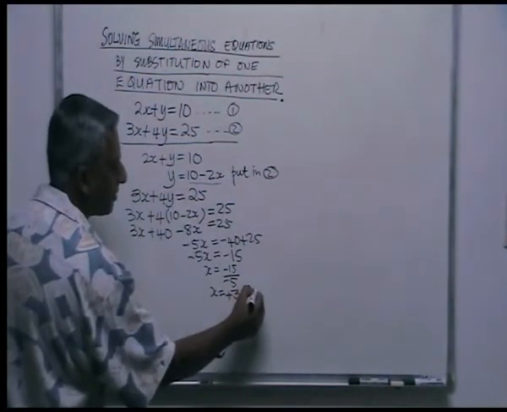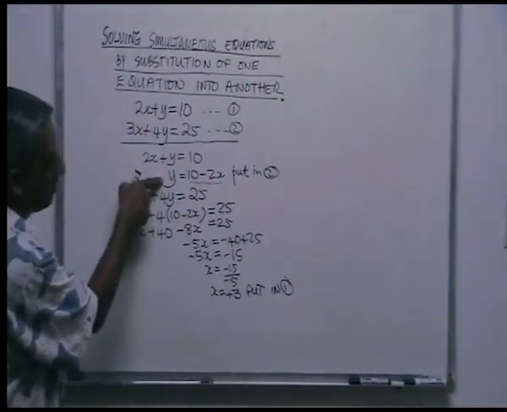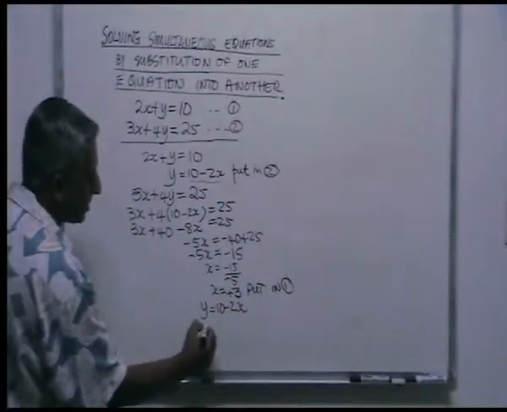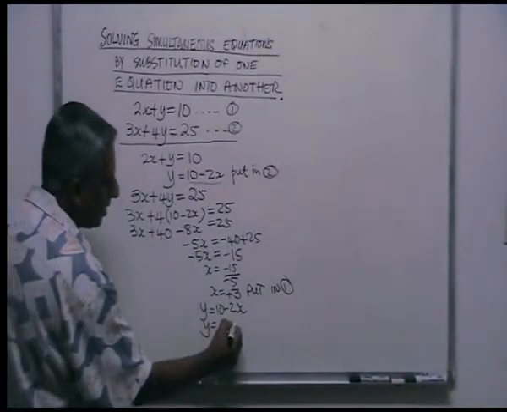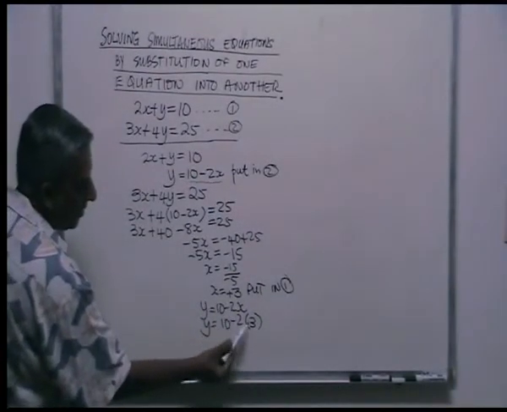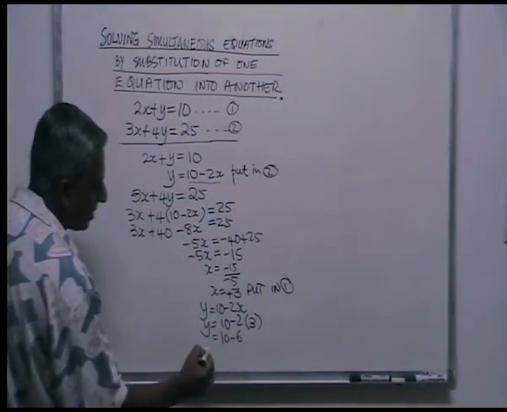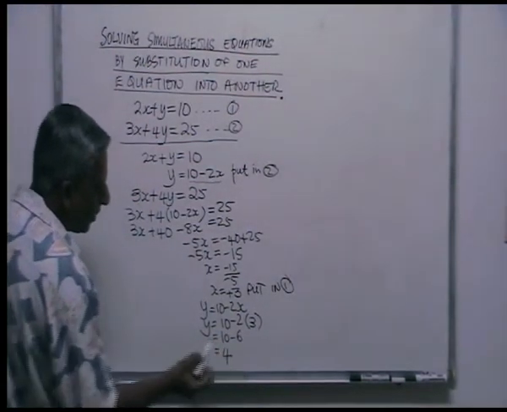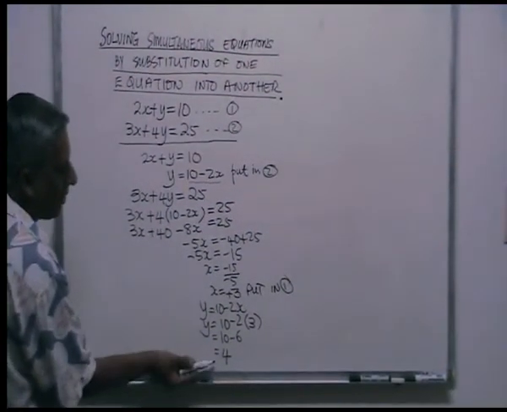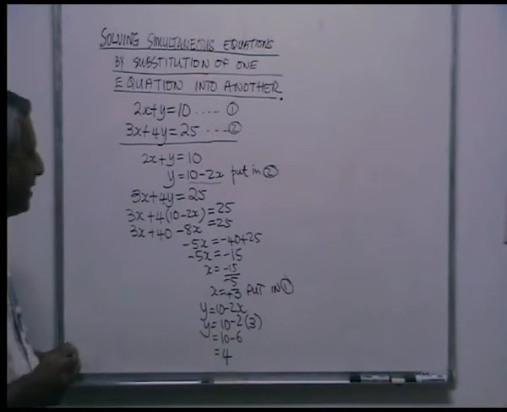And then you take this and you put it in 1. Now you know that y is 10 minus 2x. So y is equal to 10 minus 2 times 3, because x is now 3. So y is equal to 10 minus 6, and the final answer is 4. So you end up saying that y is equal to 4. x is 3, y is 4. So that's substituting one equation into the other.